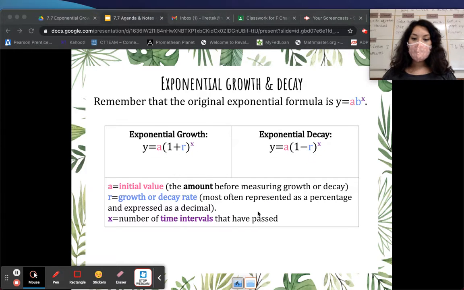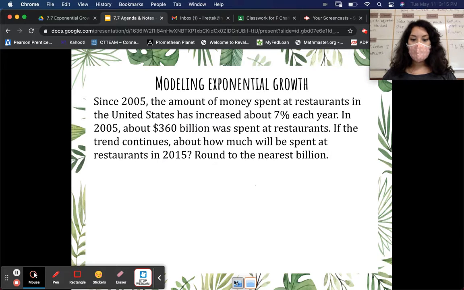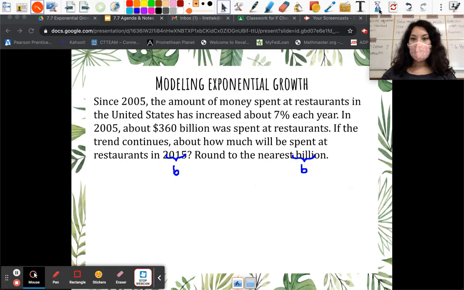So let's take a look at an example. Based off the title, we should know that this is going to be a growth example, but if it didn't say this, here's what you would look for in the problem. It reads, since 2005, the amount of money spent at restaurants in the United States has increased by about 7% each year. So this keyword increased, that's how we know it's growth.